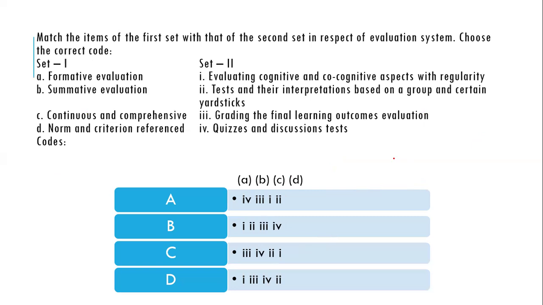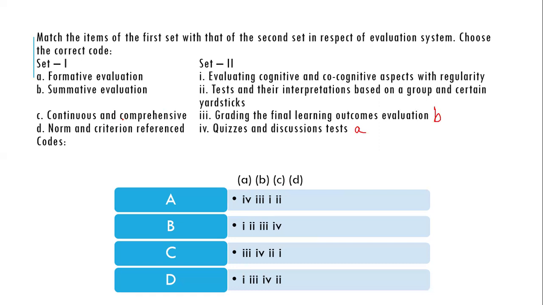Now we have another question. Match the items of the first set and that of second set in respect of evaluation system. Formative evaluation, which includes evaluating cognitive and co-cognitive ability. No. Test and their interpretation based on a group and certain yardsticks. No. Predicting the final learning outcomes on the evaluation, that would be for summative evaluation. So grading the final outcomes evaluation would be B, summative evaluation. Quizzes and discussion test, yes, that would be for formative evaluation.